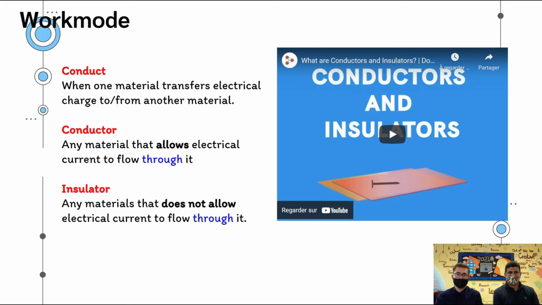So here we have some vocabulary. Conductor is any material that allows electrical current to flow through it, and it allows us to conduct electricity, and an insulator does not allow electrical current to flow through it. Okay, so let's just watch a video on that.